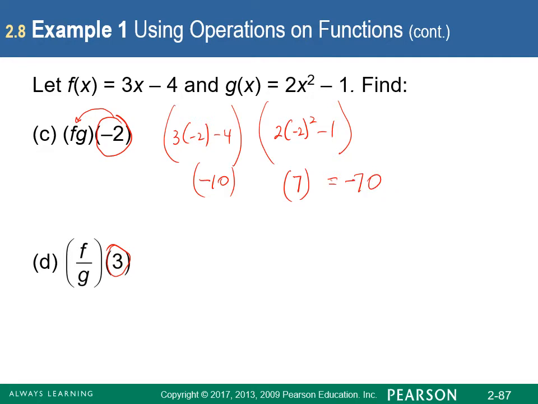Likewise, in the second one, we're going to start with the f function, 3x minus 4. That's 3 times 3 minus 4. And then below that, the g function, 2 times 3 squared minus 1. So in the top, we're going to have 3 times 3 is 9, minus 4 is 5. In the bottom, we're going to have 3 squared, 9, times 2 is 18 minus 1 is 17.